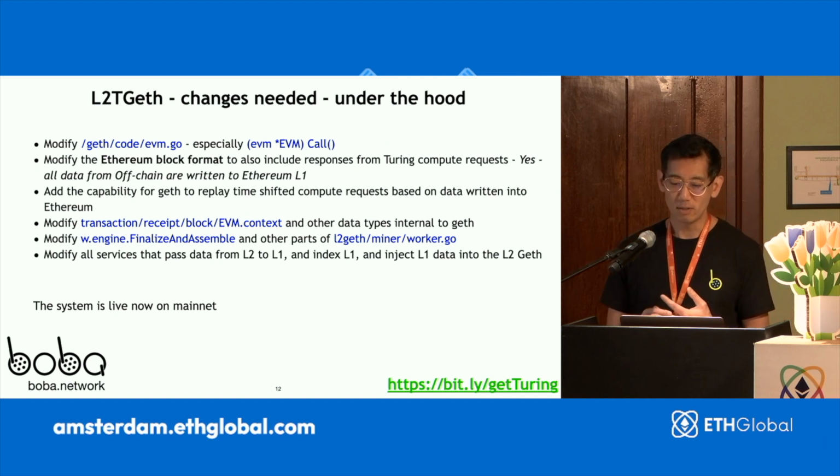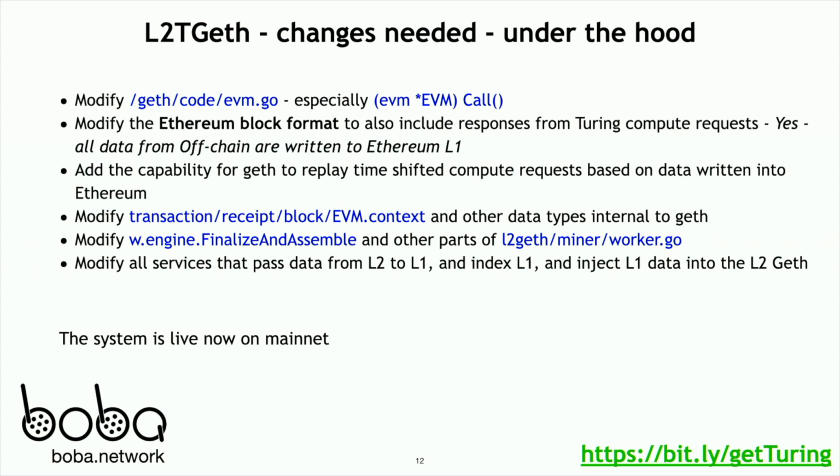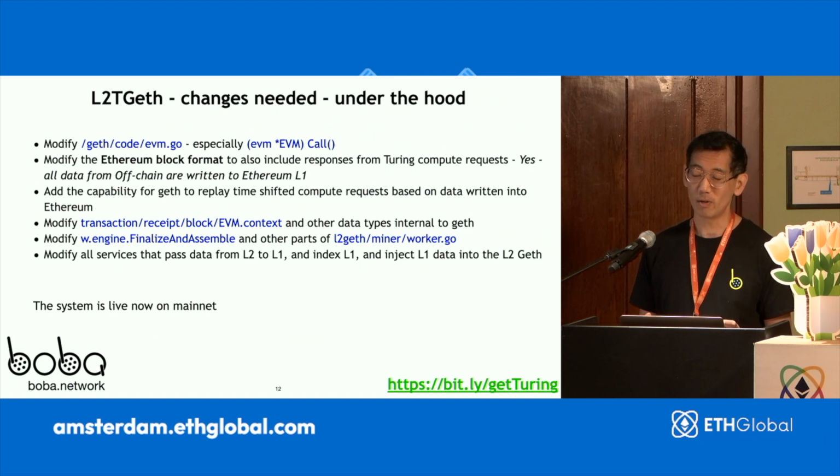It's taken us a while to roll this out on our mainnet because there's a lot of work that needed to happen under the hood. These are some of the changes that we needed to make. We modify the Ethereum block format to include the responses from off-chain APIs, and all of the data from off-chain APIs are written back to Ethereum layer 1. As a result, we put a limit on the size of the response string that comes back, because otherwise, these calls could become really expensive.